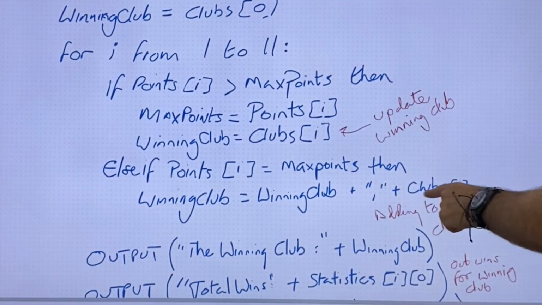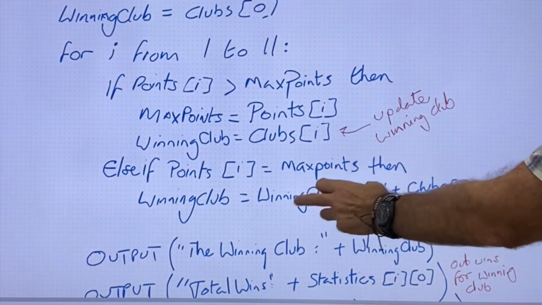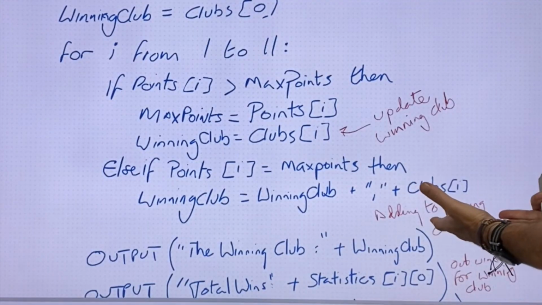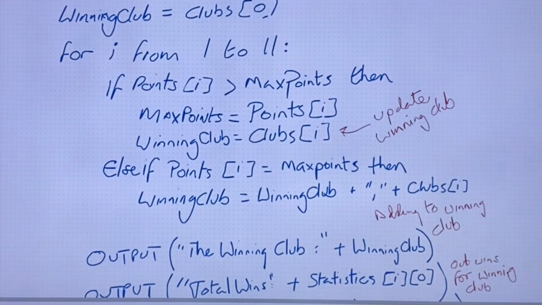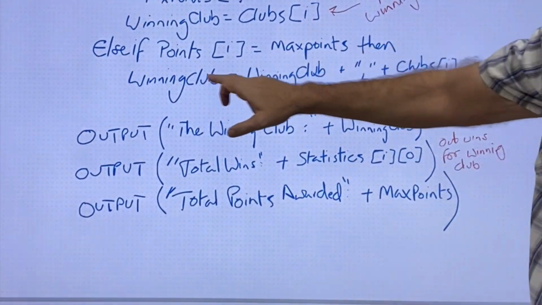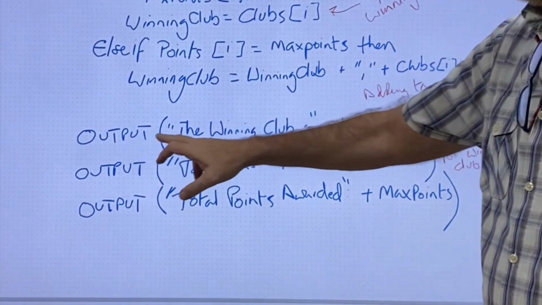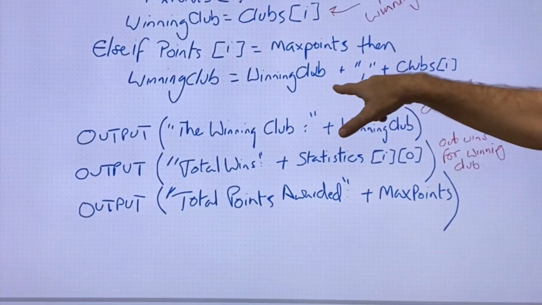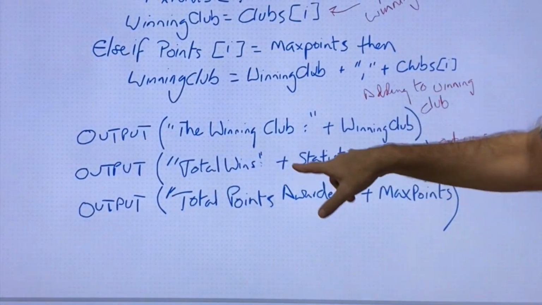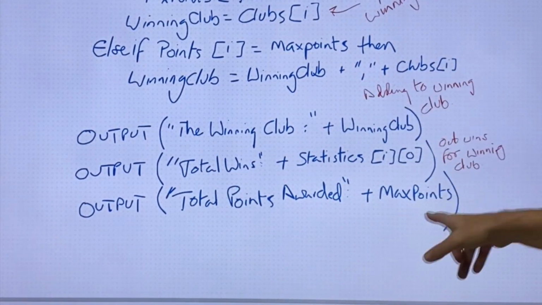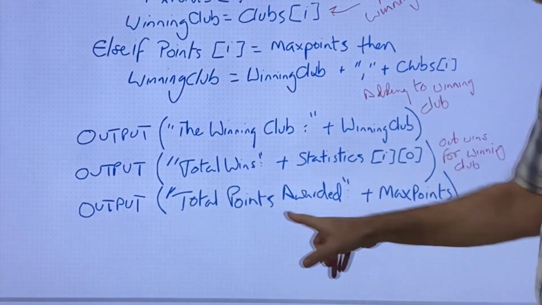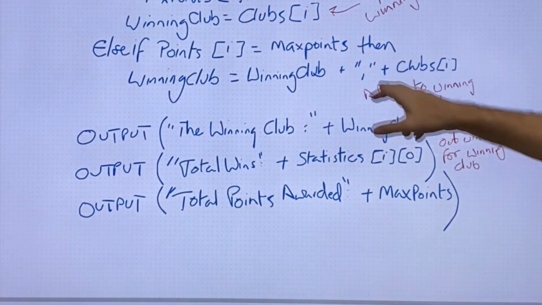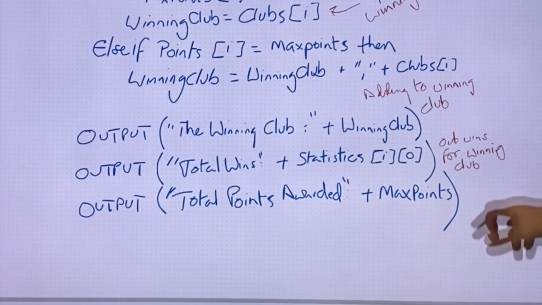Just put a little comment in there, clubs. The winning club is a particular club. That's the variable we're talking about. Output the winning club gives us the winning club is this. Output total wins is whatever the statistics are shown. And output total points awarded equals that variable I created there called max points.